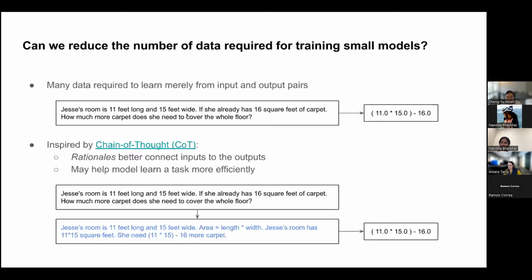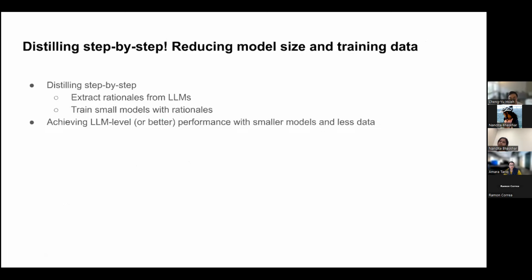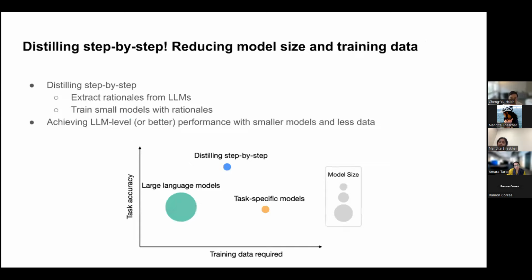But on the other hand, inspired by the recent chain-of-thought paper, they observed that if we provide rationales, for example in this case: Jesse's room is 11 feet long and 15 feet wide. Area equals length times width. So Jesse's room has 11 times 15 square feet. Then she needs 11 times 15 minus 16 more carpet. If we provide this kind of rationale, which better connects the inputs to the outputs by providing the intermediate reasoning steps, the models can better answer this kind of complex reasoning question. So inspired by this chain-of-thought technique, what we propose in this work is a mechanism we call distilling step-by-step that consists of two main stages.